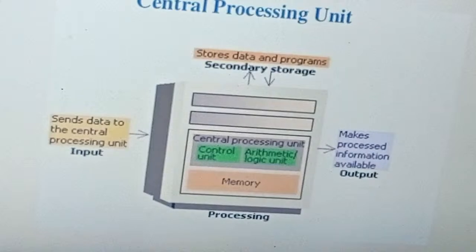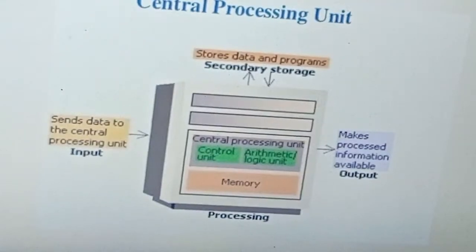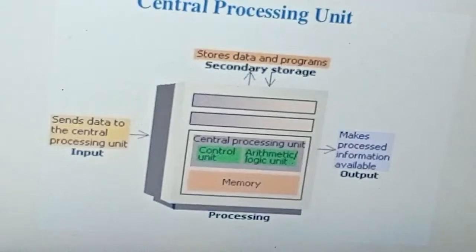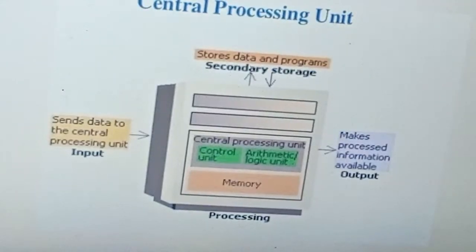And here, this central processing unit performs 4 steps for each instruction. First step is it fetches the instructions from the memory. And the second step is it decodes that instruction, and the necessary data is moved from memory to the arithmetic logic unit. These first two steps together are called instruction time.